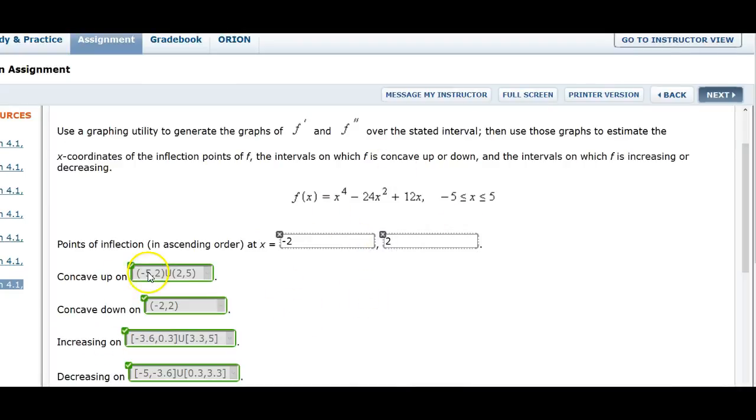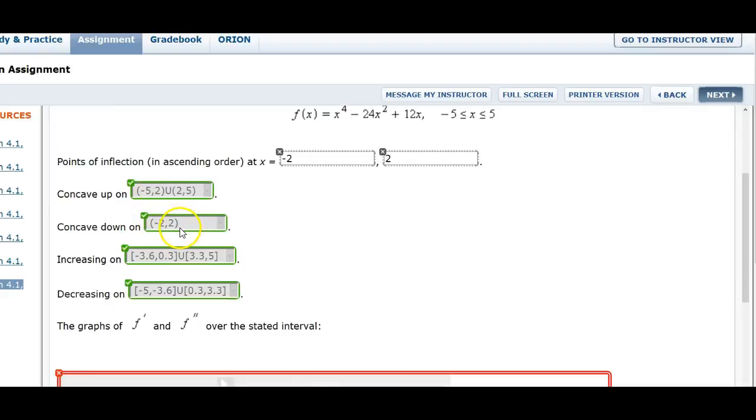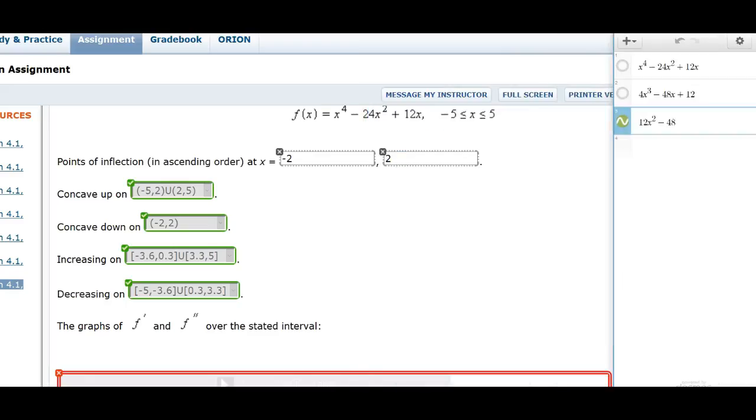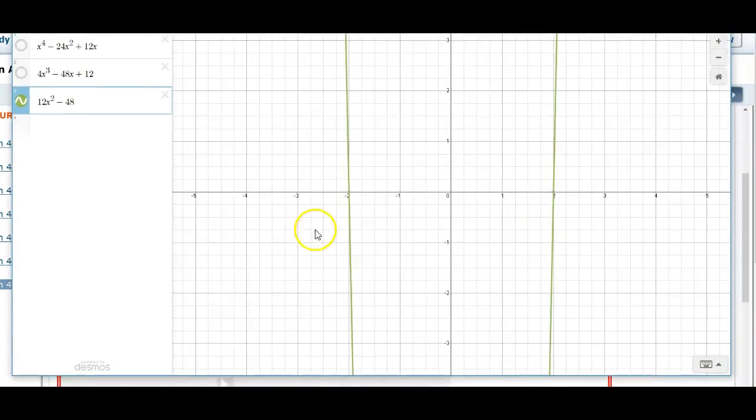Then the second part, concave up, concave down. So concave up is going to be when my second derivative is positive. So from -5 until -2, and then from 2 to 5. Concave down is going to be when my second derivative is negative, from -2 to 2. You see that?